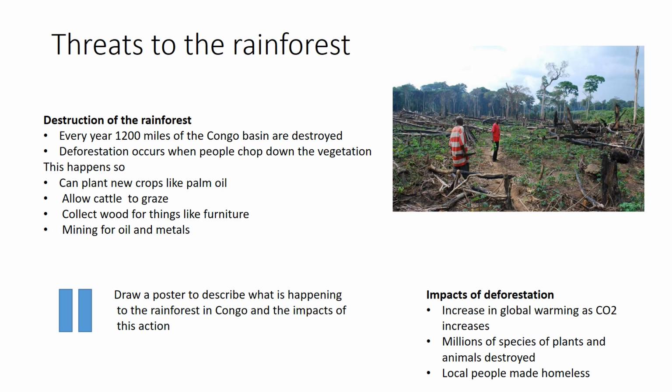The impact of this is felt across the world. Global warming is ever increasing because trees are really good at absorbing CO2. Millions of plants and animals are destroyed, some of which we could have used to make medicines. Local tribes are made homeless and their ways of life destroyed.